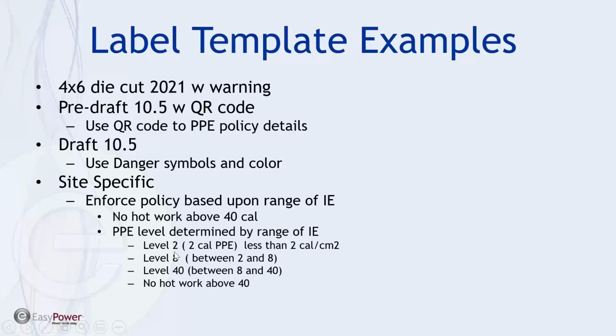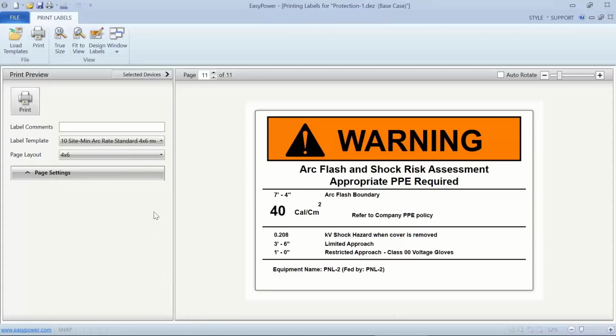So I've limited my available PPE to 2 calorie and 8 calorie and then 40 calorie. So anything that's 2 calorie or less, I want to show a 2 calorie PPE. Anything that's between 2 and 8 calories, I want to show a level 8 or category 8 PPE. And then anything above the 8, I want to make sure that it's labeled for 40 calorie work, and then no hot work above 40. So again, how to implement that in the standard, or rather in the label itself.